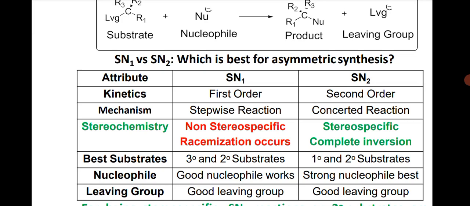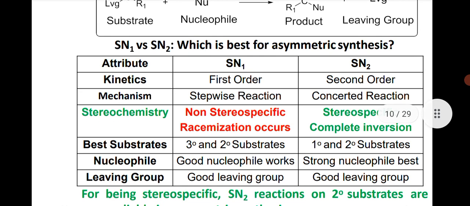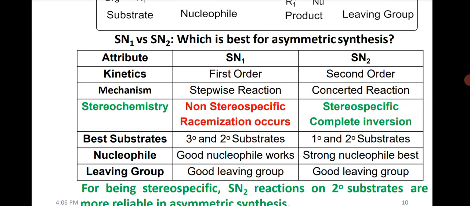With respect to the substrate, SN1 prefers the secondary and the tertiary substrate, third degree and second degree. The substrates for SN1 are tertiary alkyl halides and secondary alkyl halides, while SN2 prefers primary and secondary. SN1 prefers tertiary over secondary. Why? Because of the first step.